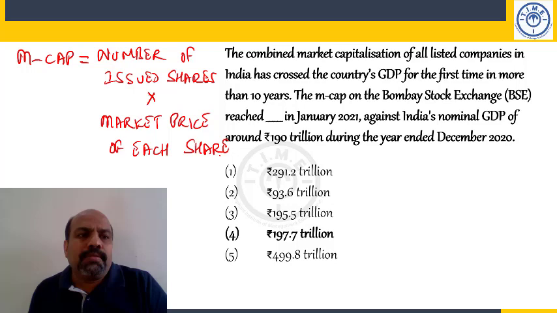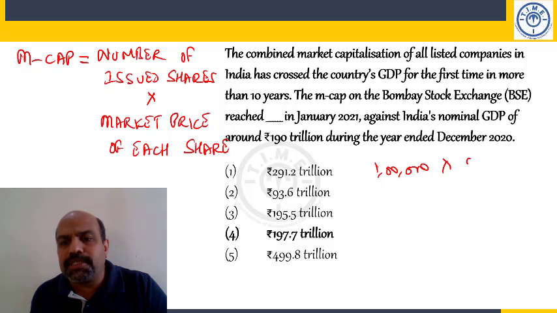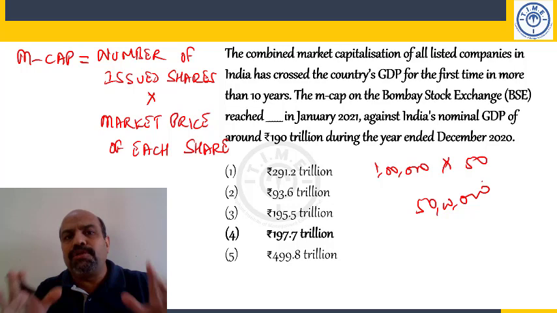Okay. Market capitalization equals number of issued shares multiplied by market price of each share. Suppose a company has issued 1 lakh shares and the market price of each share is 50 rupees. What is the market cap? 50 lakh rupees. So this is the market value of the company's capital. That's why it's called market capitalization.